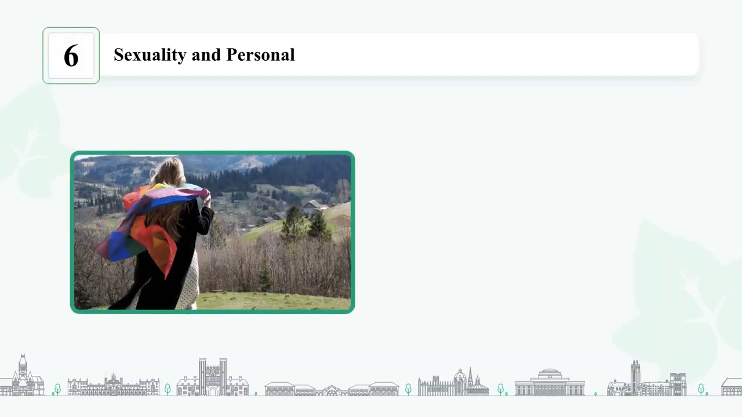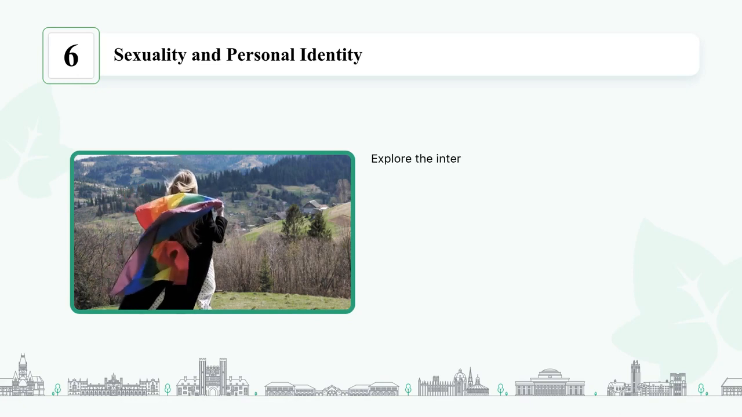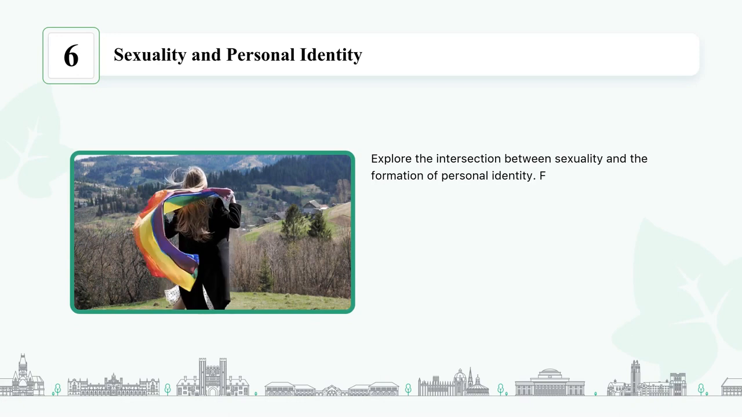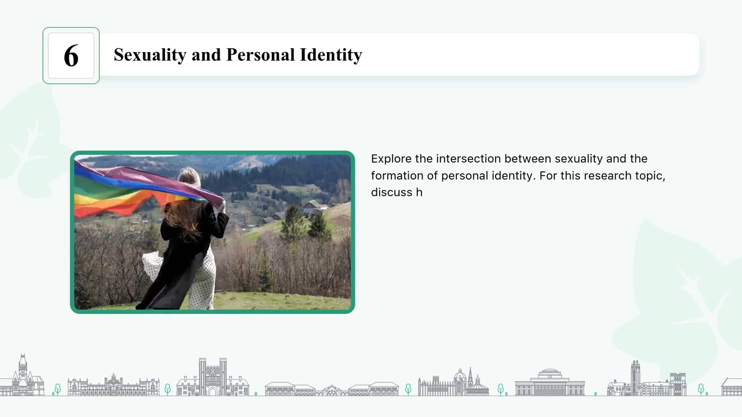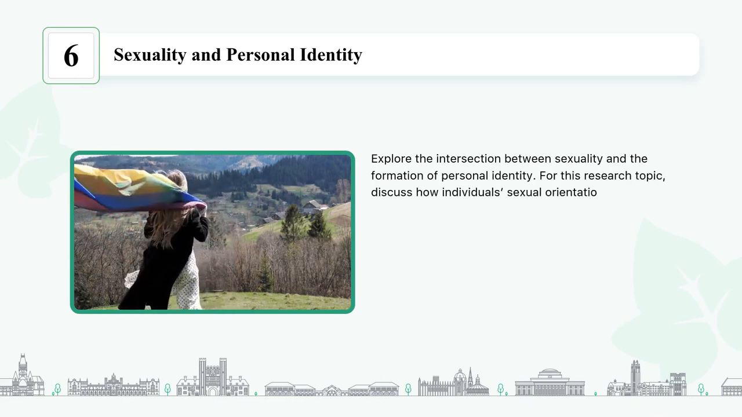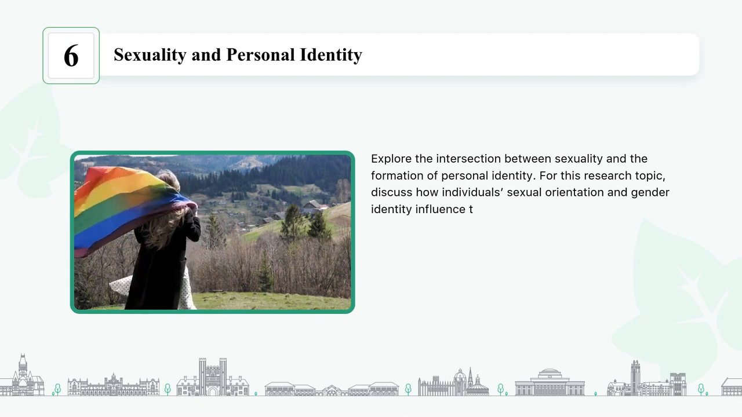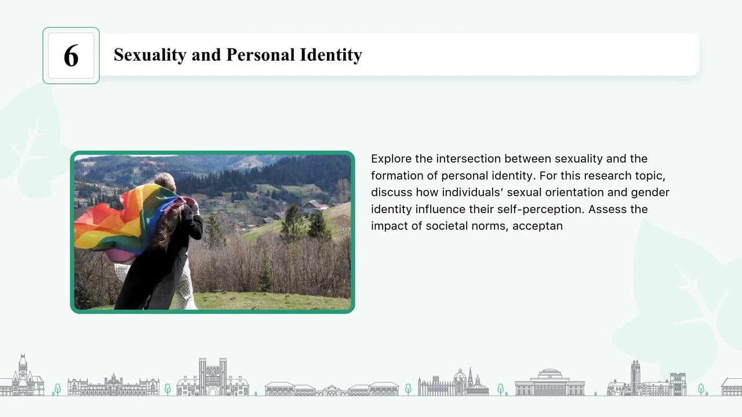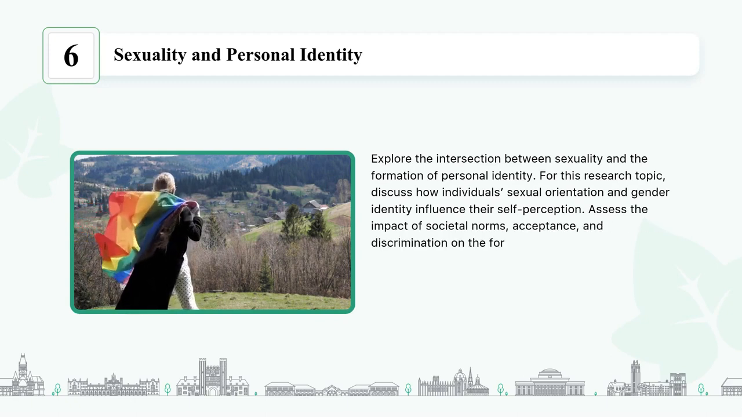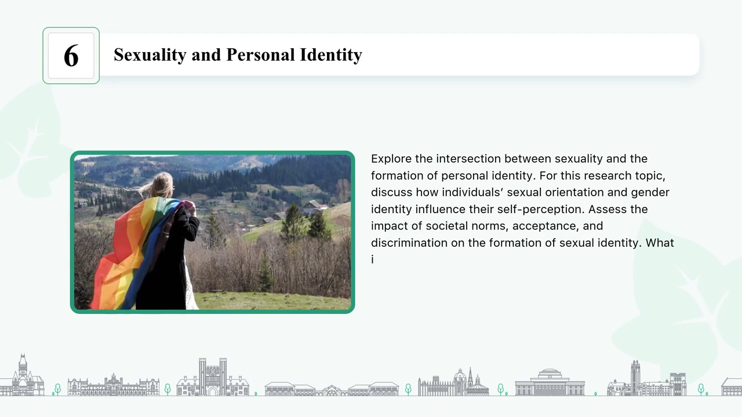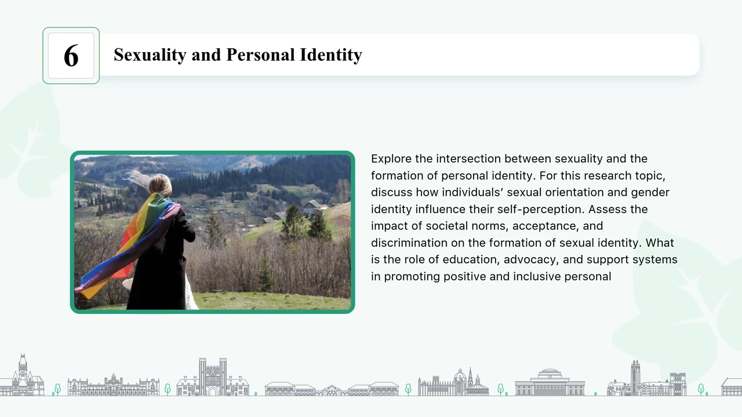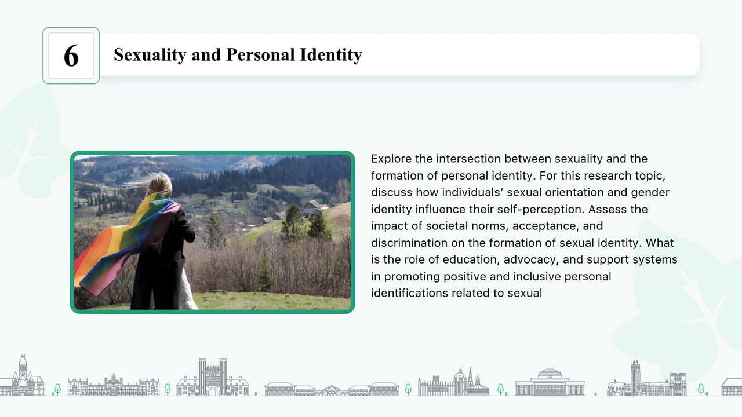Sexuality and personal identity. Explore the intersection between sexuality and the formation of personal identity. For this research topic, discuss how individuals' sexual orientation and gender identity influence their self-perception. Assess the impact of societal norms, acceptance, and discrimination on the formation of sexual identity. What is the role of education, advocacy, and support systems in promoting positive and inclusive personal identifications related to sexuality?